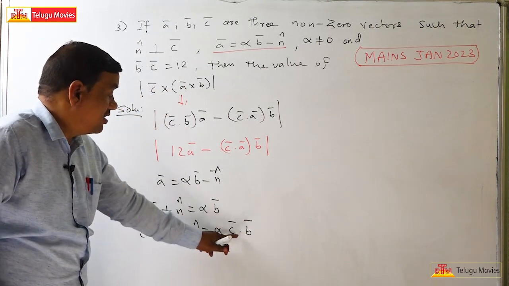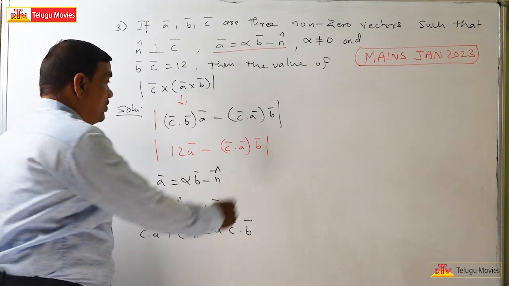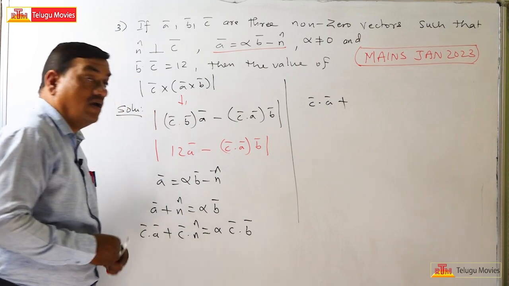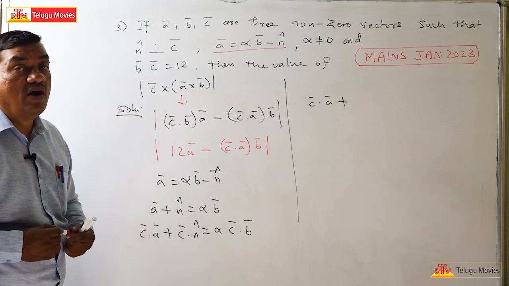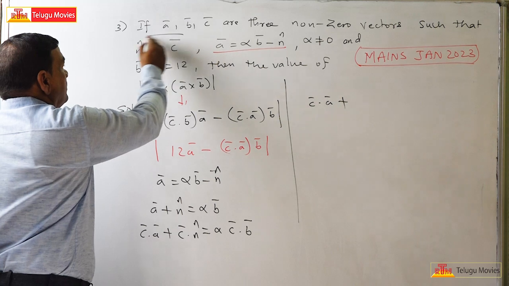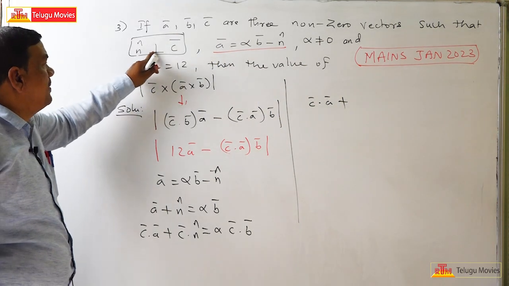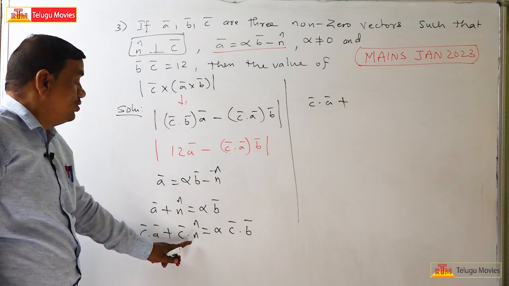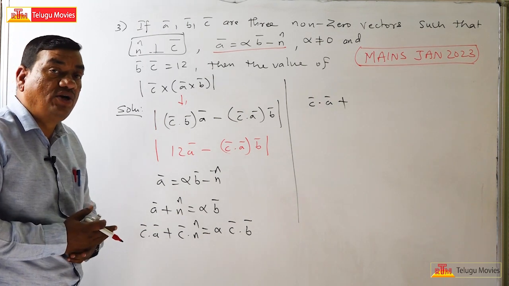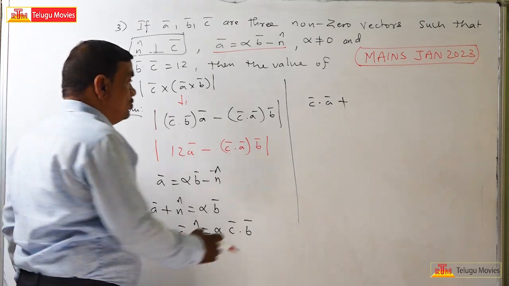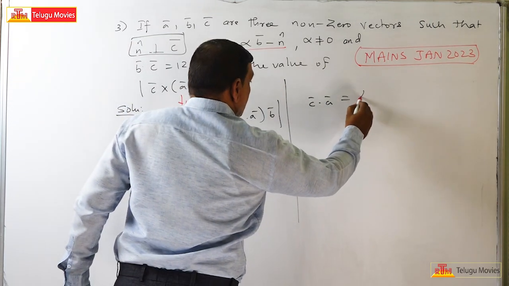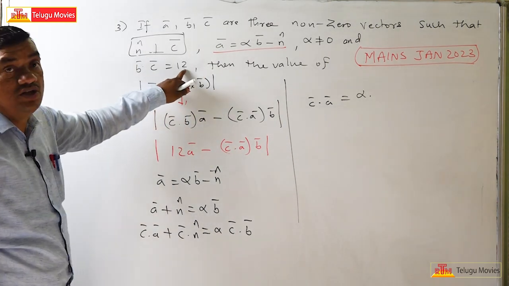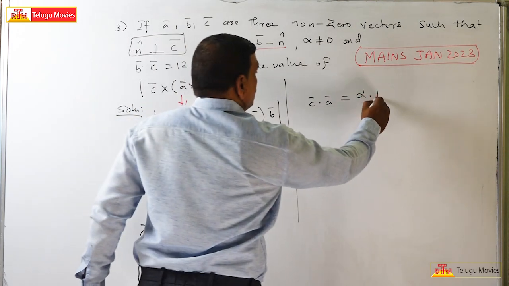Alpha is a constant. So here C bar dot A bar plus C bar dot n cap is equal to how much? See here, n cap is perpendicular to C bar. Therefore, their dot product is equal to 0. So two vectors are perpendicular, their dot product is equal to 0. So let us forget about this. So this is alpha into C bar dot B bar. C bar dot B bar is equal to how much? 12. So this is 12.